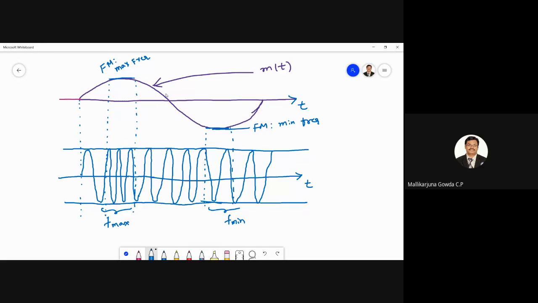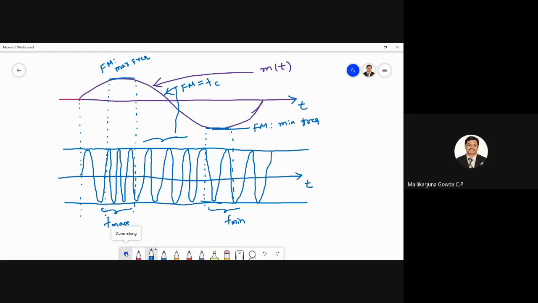And at other points of time, the frequency of the modulated signal will be equal to the unmodulated carrier frequency. I am showing just this portion; for the other portion of the message signal duration, it will be the unmodulated carrier frequency, this portion. And even another question also.